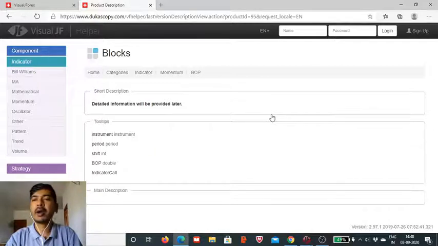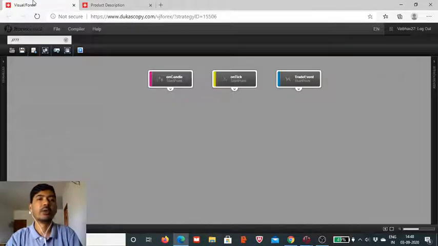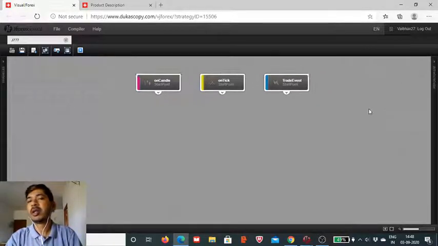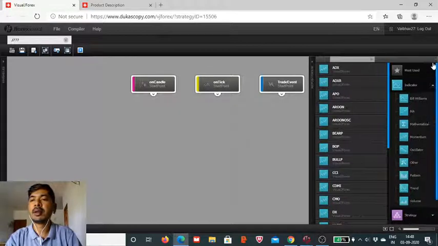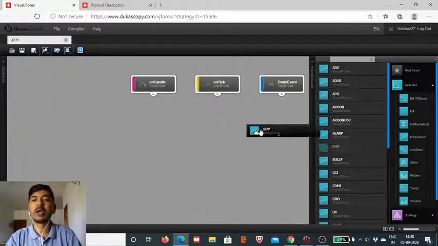We don't really have the description here. We will straight away head to the Visual JForex platform. This is the Visual JForex board developed by the Dukascopy Bank SA. Here we can add this indicator, BOP. So far we have seen these momentum indicators. Now it's the turn of the BOP.